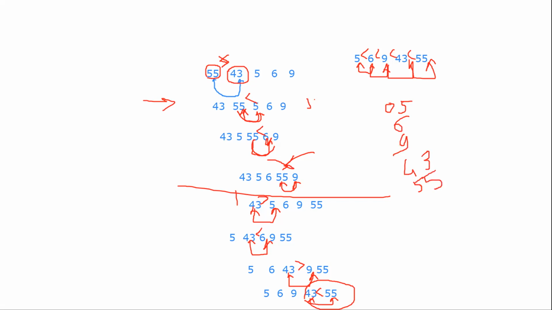So in this way, using the bubble sort algorithm, by comparing and interchanging elements, we can sort array elements in ascending or descending order. This is the bubble sort algorithm.